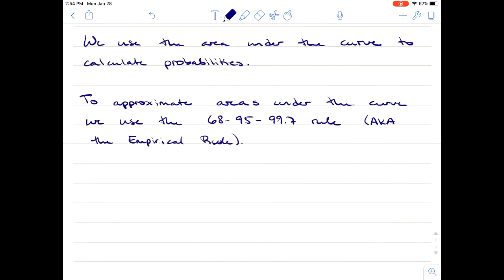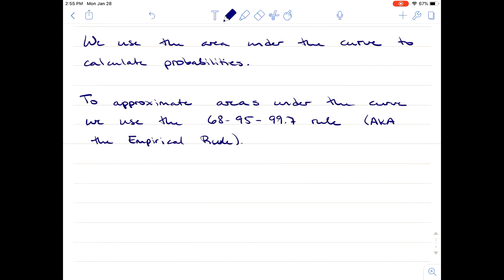I like to call it the 68, 95, 99.7 rule, just because that is the rule. Okay, so without showing you anything, 68% of the curve is captured within 1 standard deviation from the mean. So if I go down 1 standard deviation and up 1 standard deviation, I've got the central 68% of the curve. 2 standard deviations, I've got the central 95%. 3 standard deviations, I've got the central 99.7%. Basically all of it. Not all of it, but basically all of it.